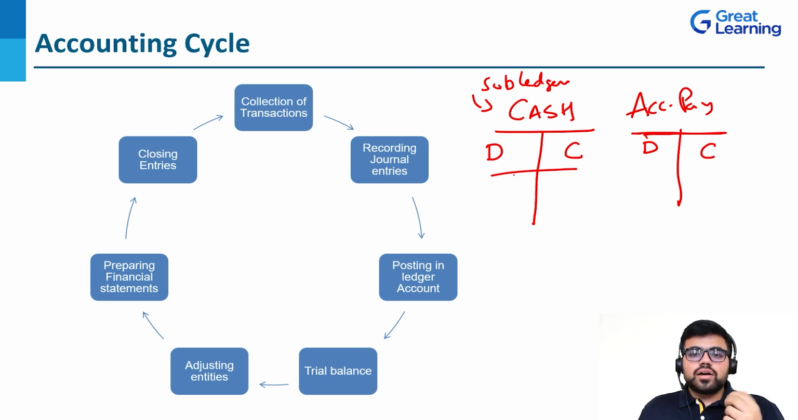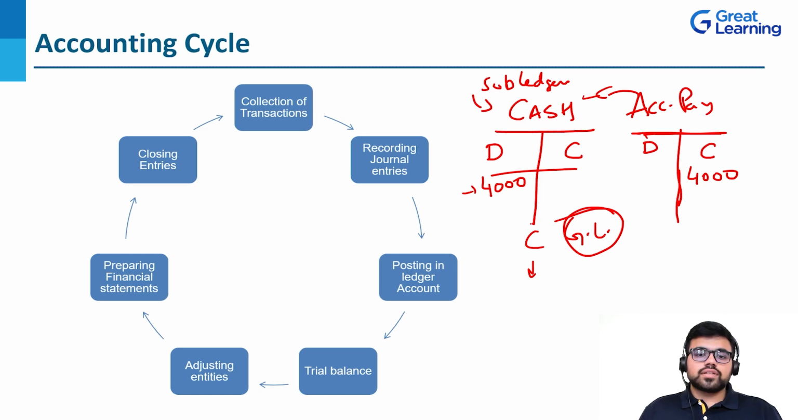For example, you are liable to pay, let's say, $4,000, right? So you will debit $4,000 from the cash account and you will credit the same $4,000 into the accounts payable section. Then there would be one book that would combine the two into recording things, right? That is known as a journal ledger. That's all. Next is the trial balance.